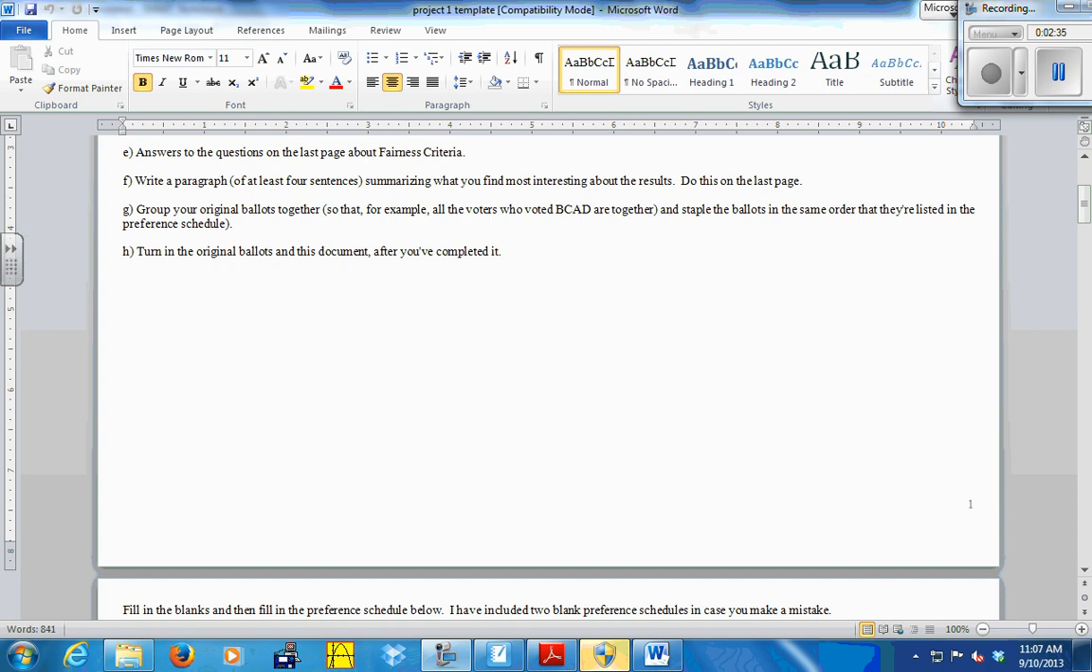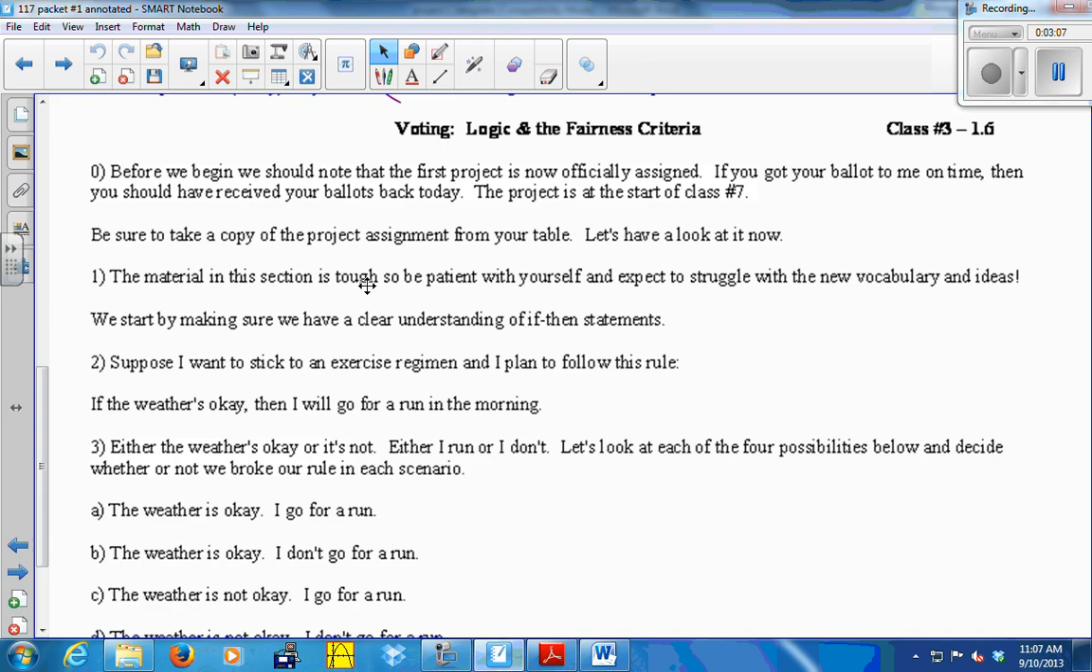Now, if you collected your ballots in something that looks like this, right? You just had people fill it out in one page like that, that's fine. You can just hand this in, okay? If you don't have actual ballots. All right, questions about what the project is or how to do it? Okay, good. So let's look at today's class so that you will have all the info you need to do the questions at the end.